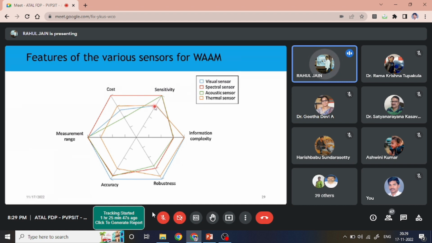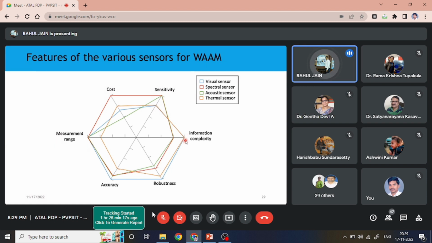Which is a good indicator, positive. But at the same time, the sensitivity is also less in comparison to spectral and acoustic sensors, right? But this is similar to the thermal sensor. Why is the sensitivity similar to the thermal sensor? Because in the thermal sensor, the wavelength of the arc and all those things also create a problem, and the thermal sensors are not very sensitive. The resolution would be 1 degree centigrade or 2 degree centigrade, so this error range is generally high, right?